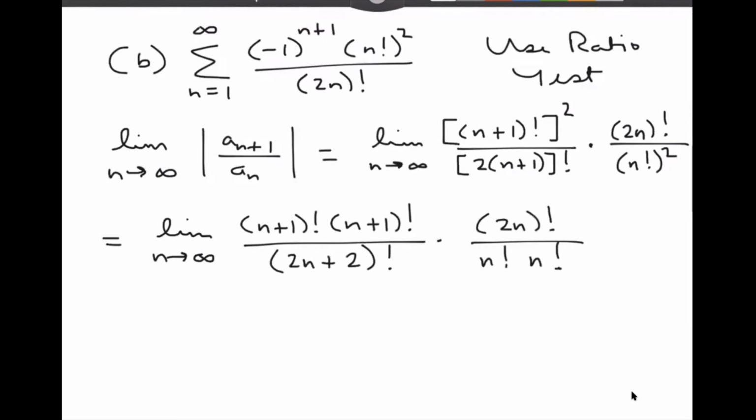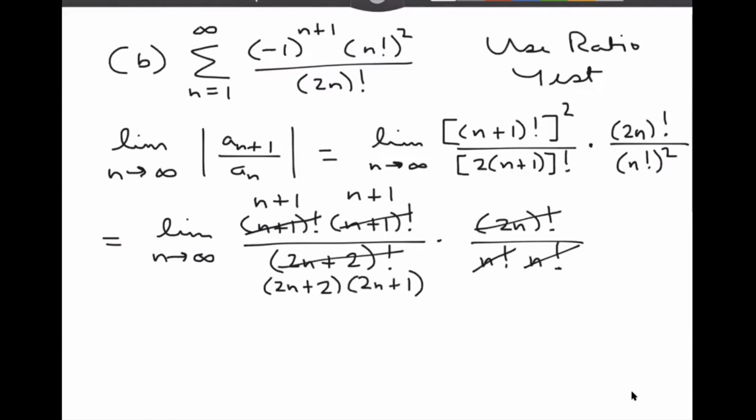All right, so as we've discussed before, n factorial into n plus 1 factorial leaves n plus 1. So same thing here. And then 2n factorial divided by 2n plus 2 factorial: all those factors cancel except for the first two factors in 2n plus 2 factorial, which are 2n plus 2, 2n plus 1.